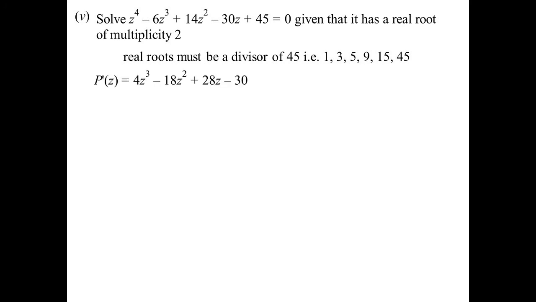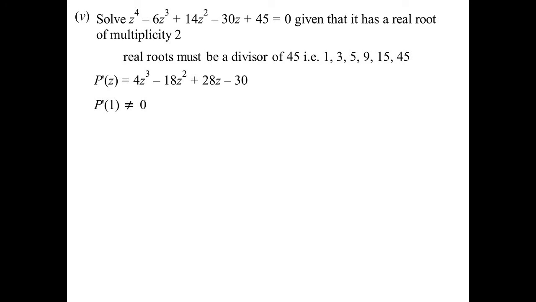We have been told it has a real root of multiplicity 2. Multiplicity 2. A double root. What do we know about double roots? Differentiate it. Well, first of all, let's get some ideas. Must be a divisor of 45. 1, 3, 5, 9, 15 and 45 are all possibilities. Thank goodness it's monic. So the derivative, there it is.